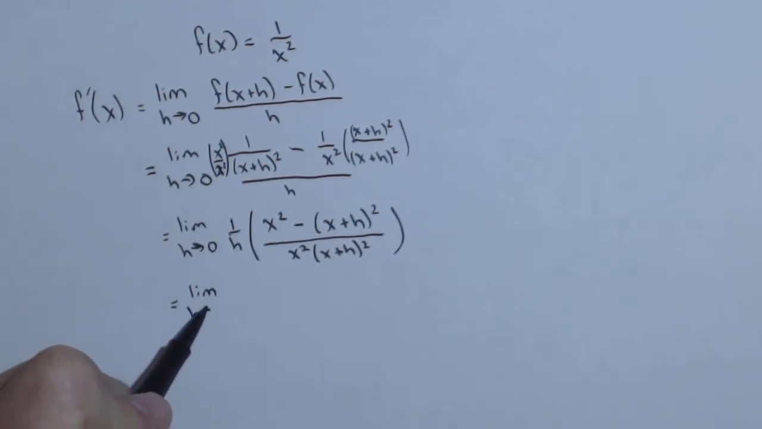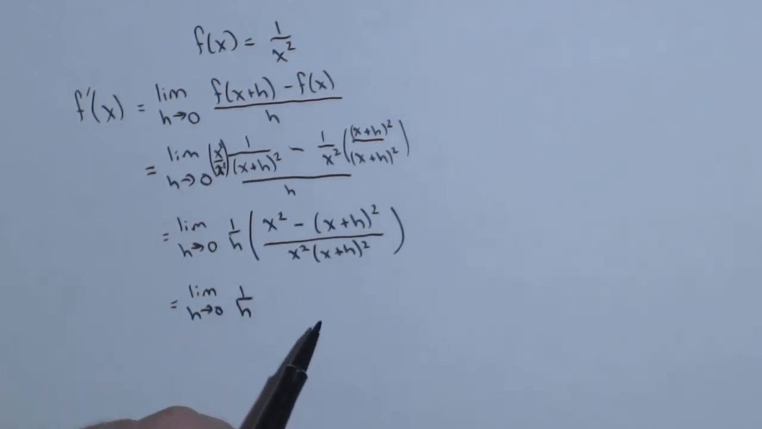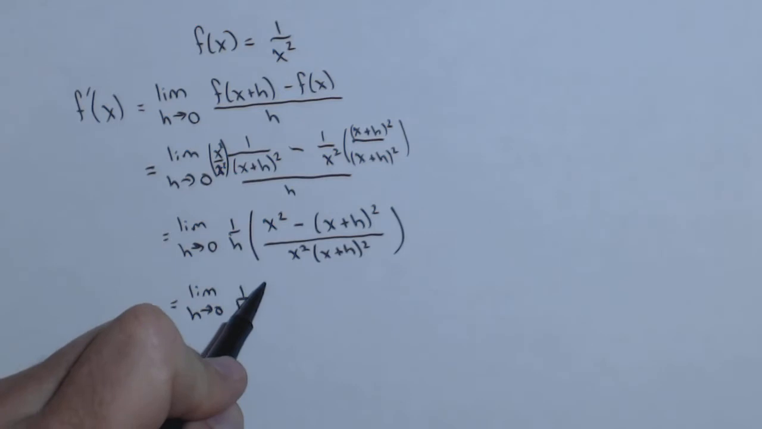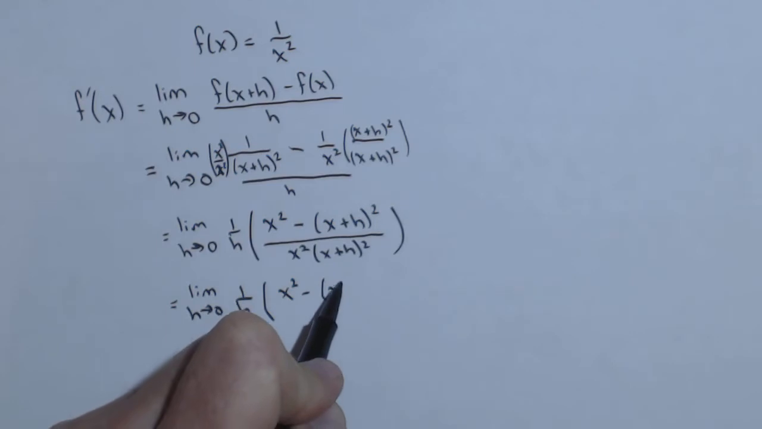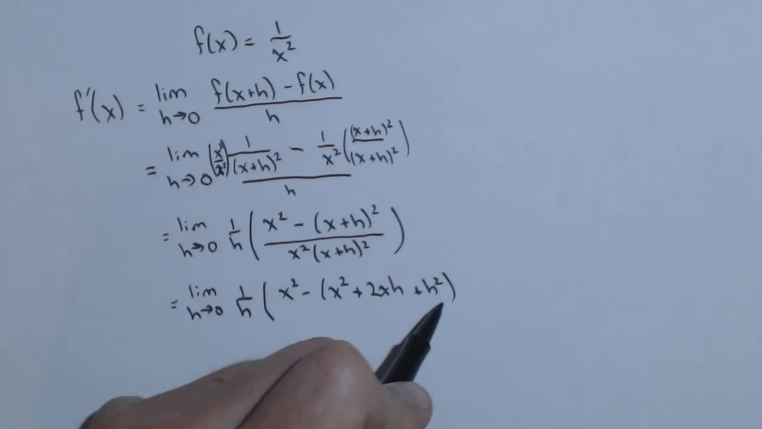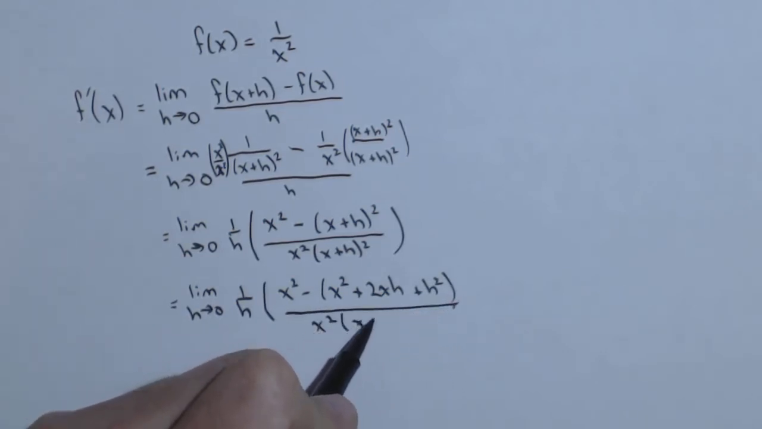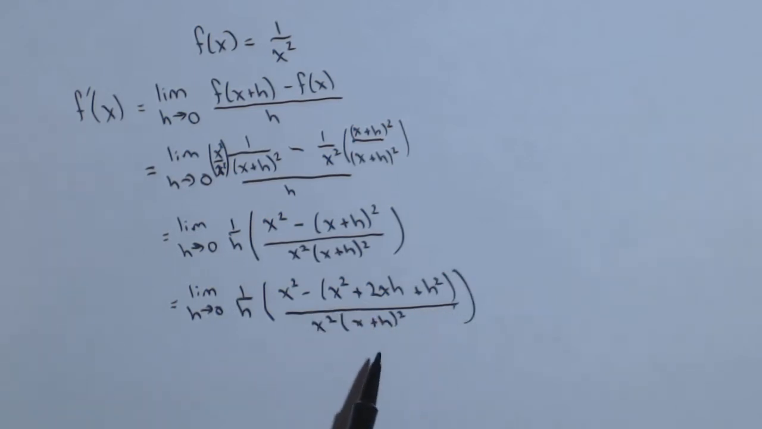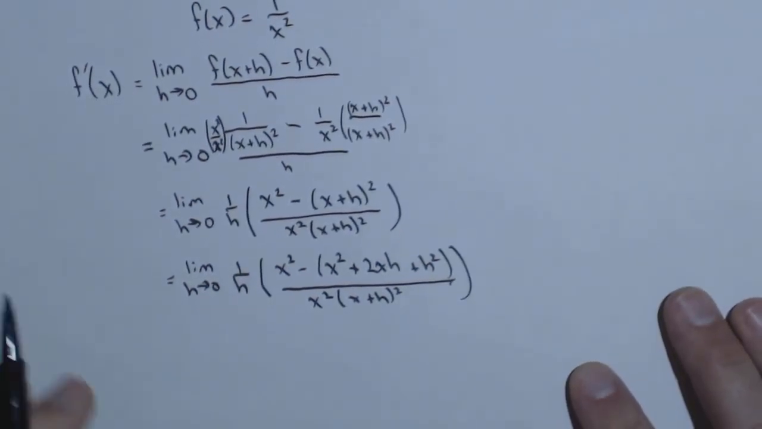We do need to write limit as h goes to 0 until we've taken that limit. We can't take it right now, we'll just end up with 0 over 0 or an indeterminate form. On top we have x squared minus, now this needs to be FOILed out, and it FOILs out to x squared plus 2xh plus h squared, all over x squared times x plus h, the quantity squared. I'm not worried about multiplying out the denominator because I know eventually I'm going to be taking the limit as h goes to 0. That'll eventually become 0. This thing will simplify fairly easily at that point.